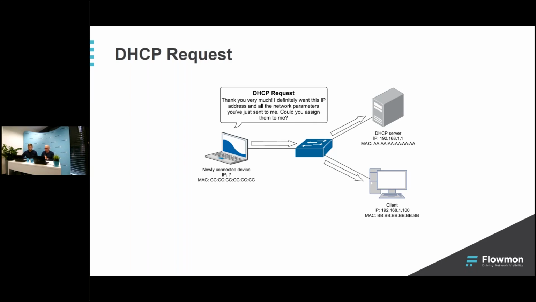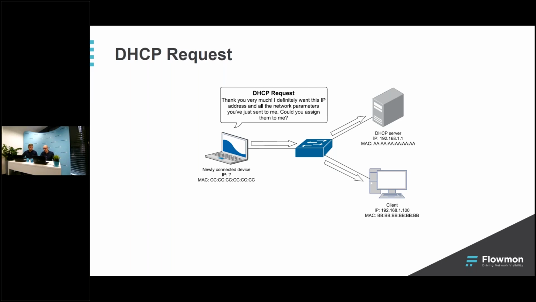Now, because there may generally be more DHCP servers in the network, it is necessary to say which parameters the newly connected device chose, right? Usually the newly connected device accepts the first offer that it receives. So for this purpose, the DHCP request is sent to inform all the devices in the network which IP address was chosen and which network parameters.